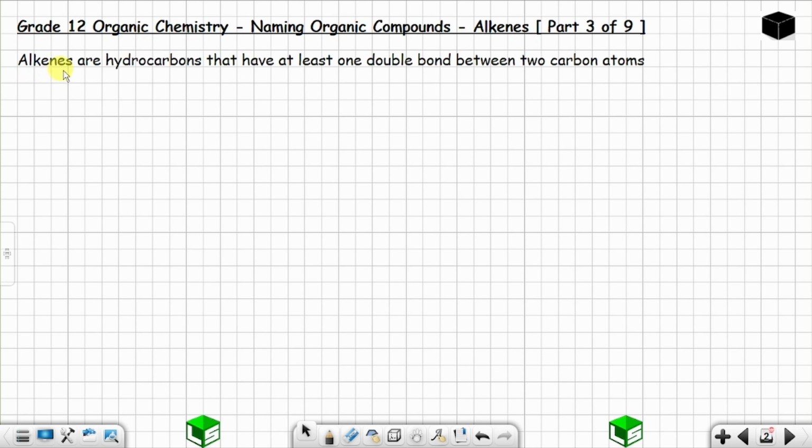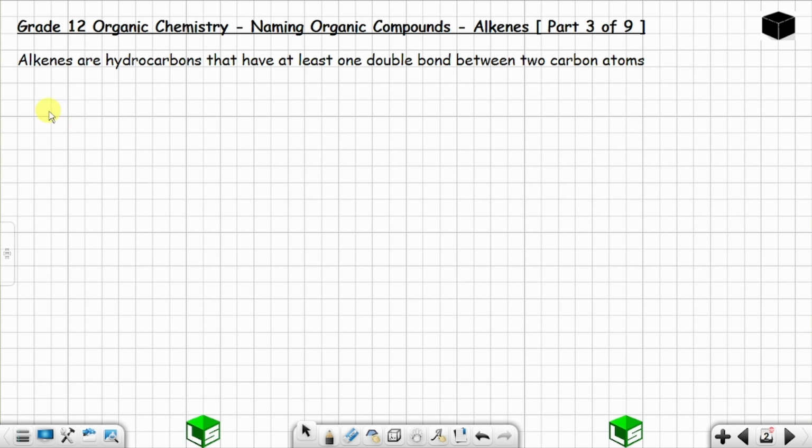Alkenes are hydrocarbons that have at least one double bond between two carbon atoms. Hydrocarbons means they are made up of hydrogen and carbon atoms. At least one double bond, so they can have more than one.